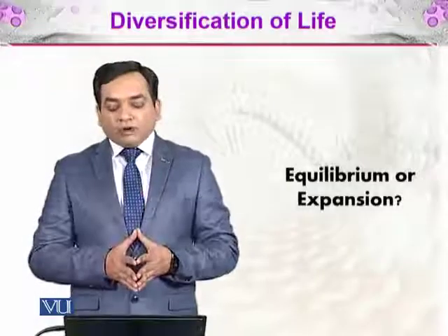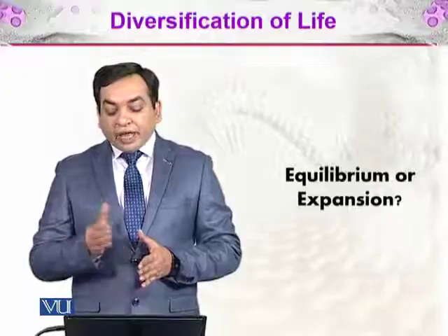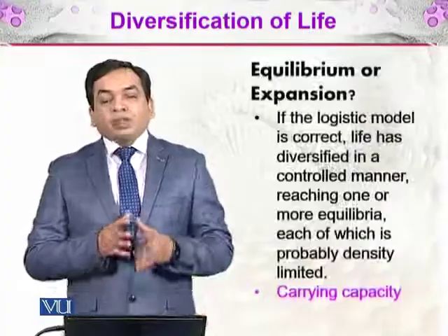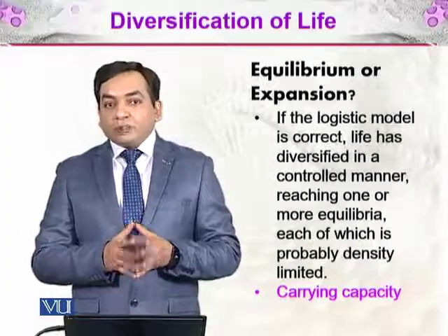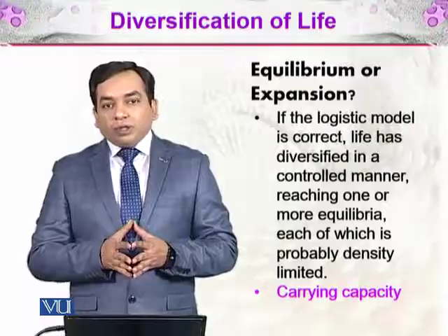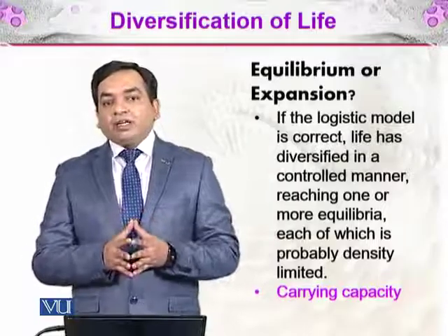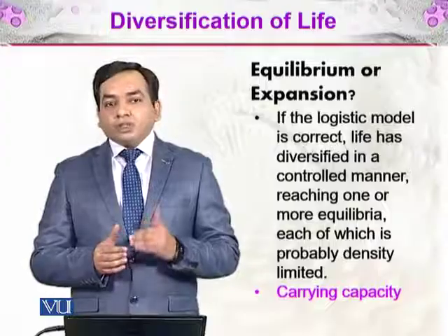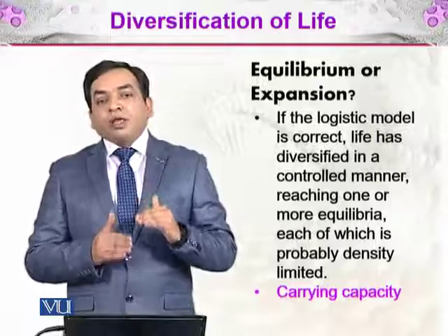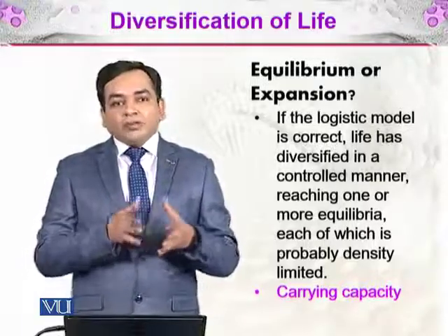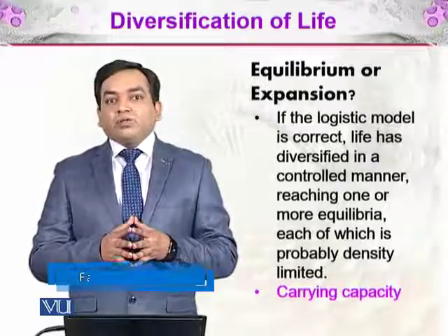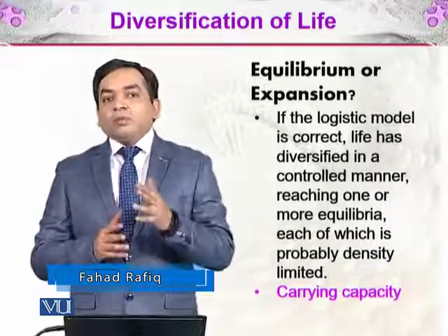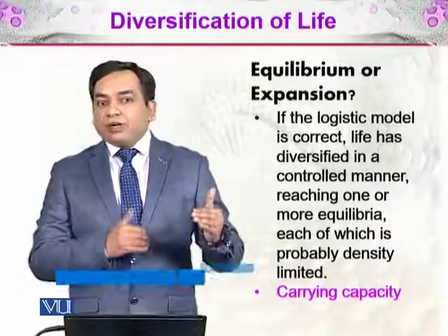In the diversification of life, we will be discussing equilibrium or expansion. We have discussed how the species diversification patterns are. One of the two things that we have been debating is equilibrium or expansion. Equilibrium means that species diversity increases up to some point, and then it comes into equilibrium with the environmental factors which dampen the species diversity, and it reaches many equilibriums in certain periods of time.